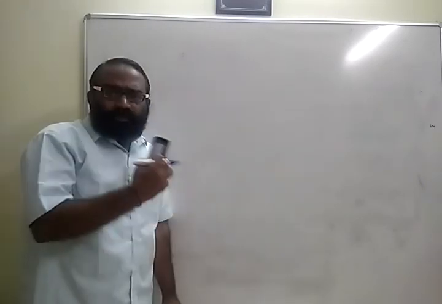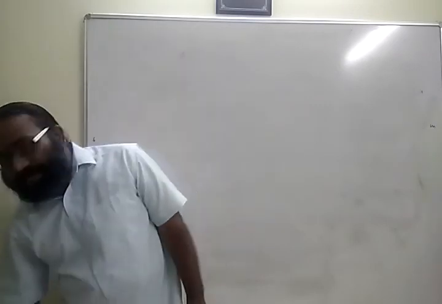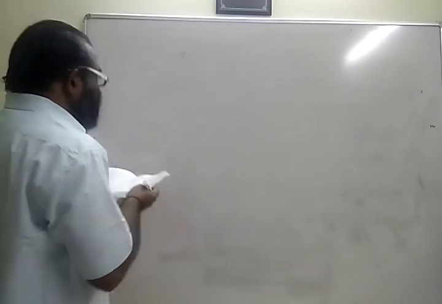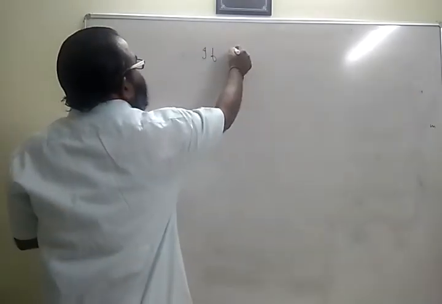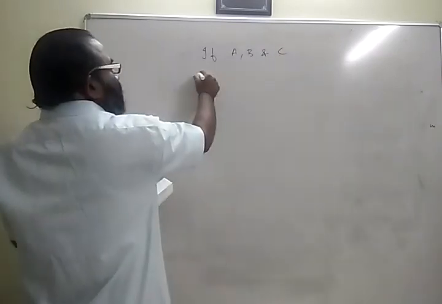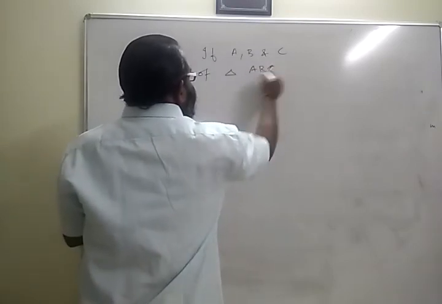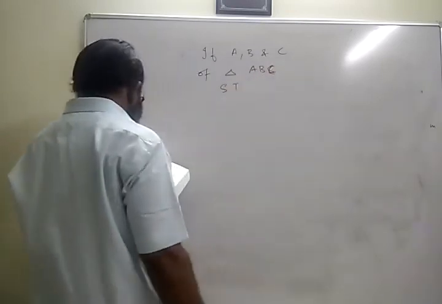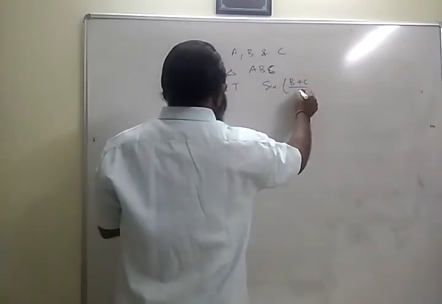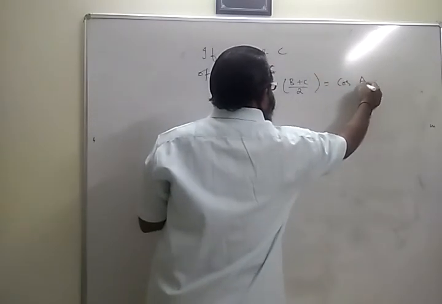I hope you are getting the gist of the whole thing, because it's very simple. It's the same concept again and again using just different examples. Now let us look at another one. If A, B and C are interior angles of a triangle ABC, show that sine of B plus C by 2 equals cos A by 2.